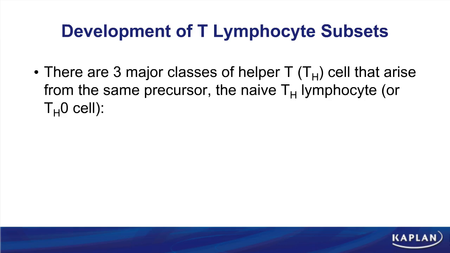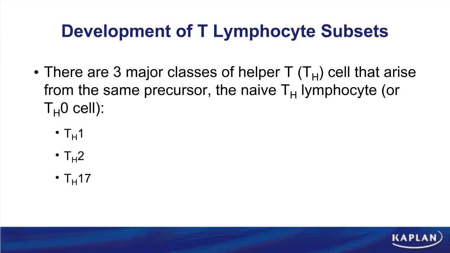For the Step 1, we really are going to focus on 3 primary subsets of T helper cells. And actually, these are going to comprise a majority of the helper cells that are going to be essential in the clearance of our different pathogens. So what we're going to be talking about today is differentiation down the Th1 pathway, the Th2 pathway, and new to some of you is going to be the Th17 pathway.